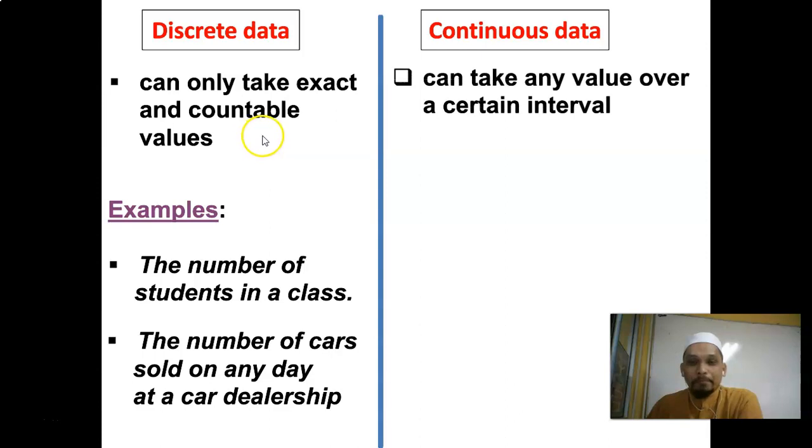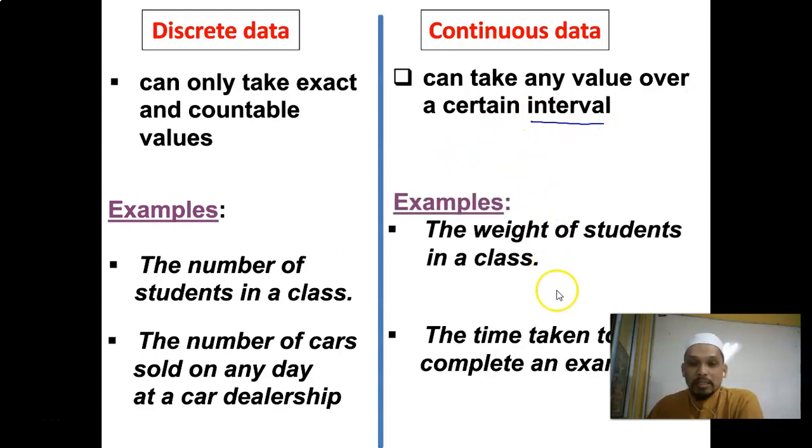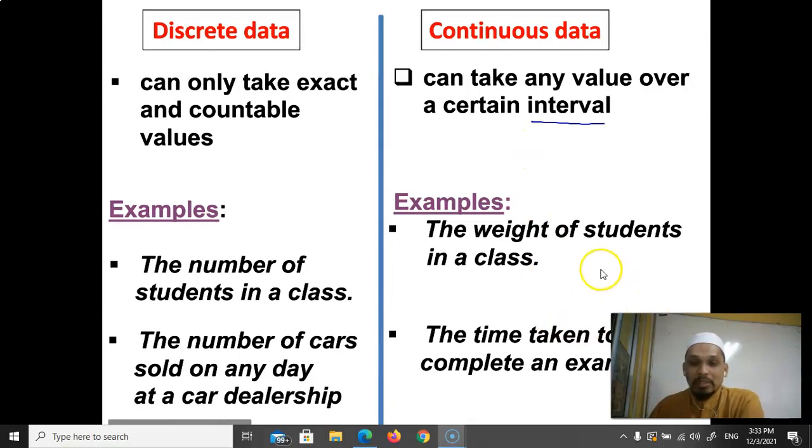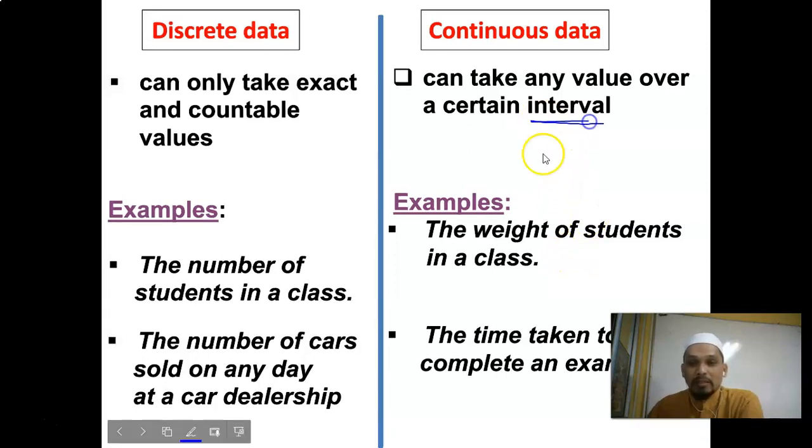For continuous data, it can take any value over a certain interval, such as the weight of students in the class and the time taken to complete an examination. The weight of students might be 70.35 kilograms, 60.25 kilograms, and so on, as long as it is within an interval. Between 2 and 3, for example, there are values like 2.35 or 2.89.